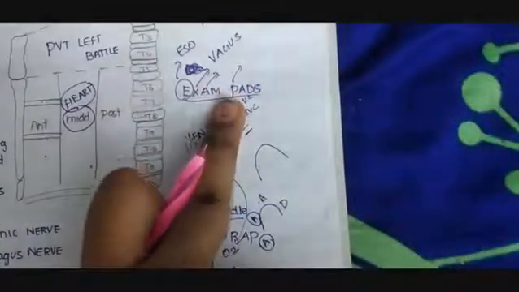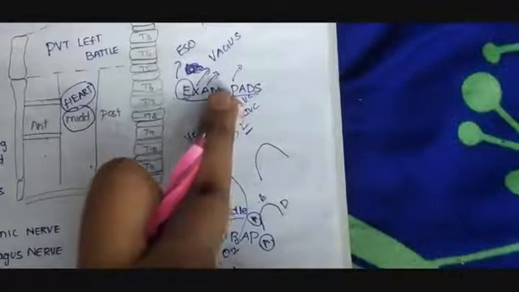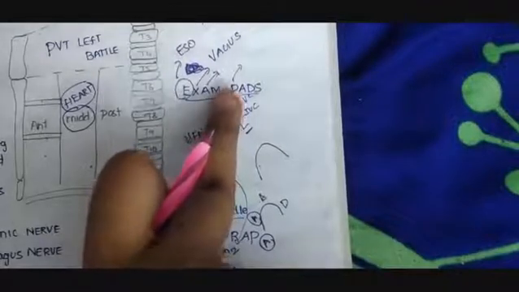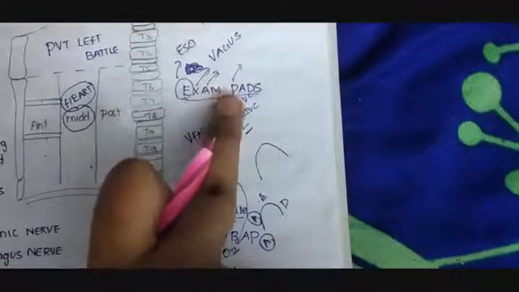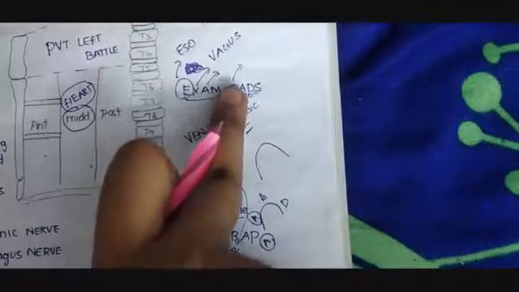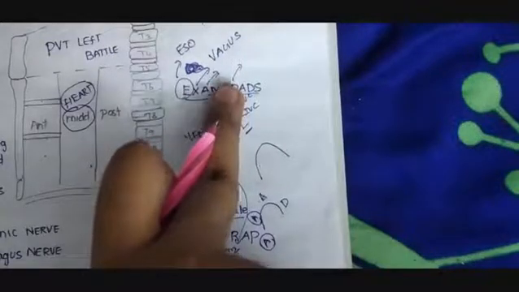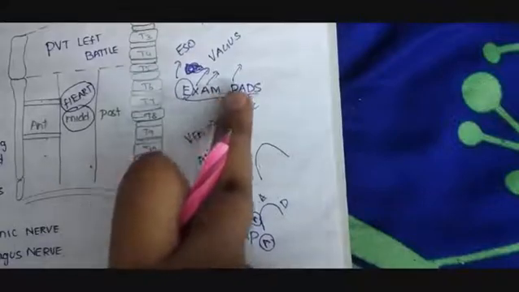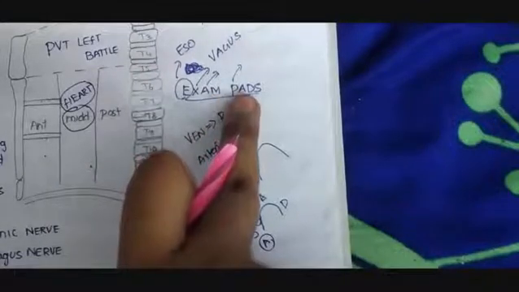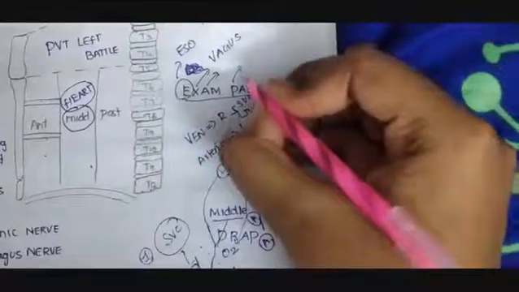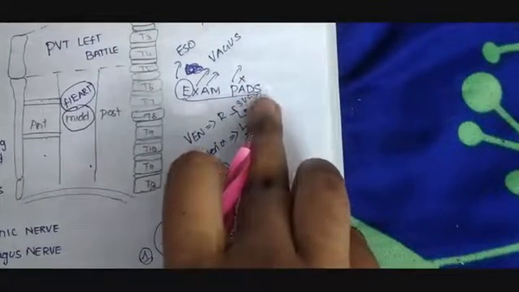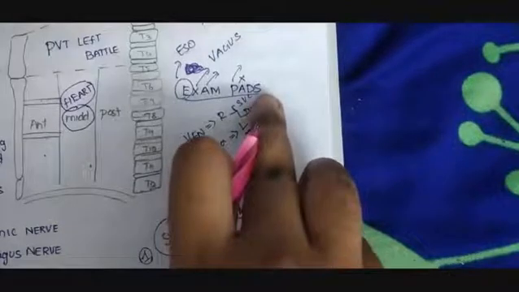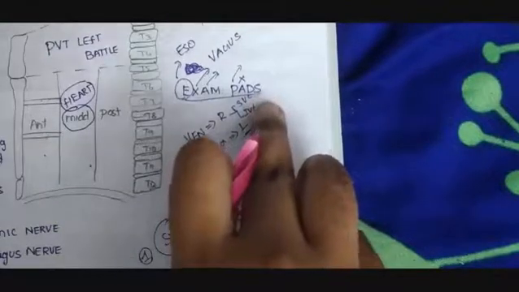P stands for posterior intercostal arteries and veins, as well as the posterior mediastinal lymph nodes. D stands for the descending thoracic aorta and its branches. S stands for the sympathetic chain with greater, lesser, and least splanchnic nerves.